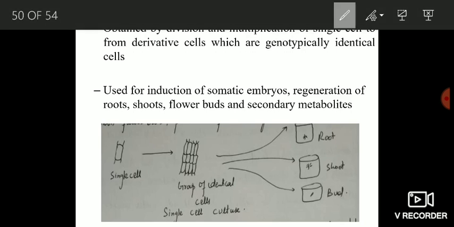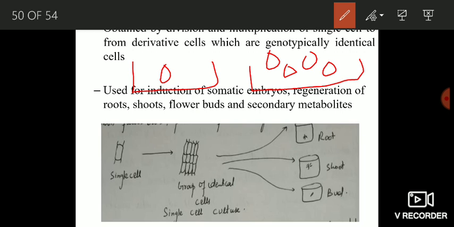By cell cloning, we simply mean you are allowing a single cell that you have got from a plant to proliferate, to divide, to multiply, and produce a large number of individual cells which are very much identical to each other in terms of genetic constitution. And all these cells form a clone.